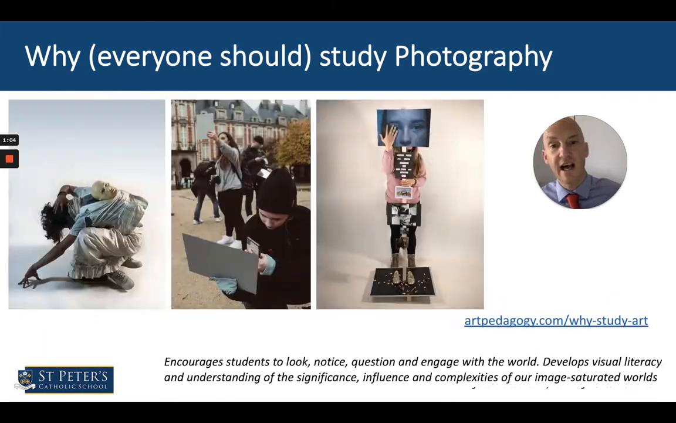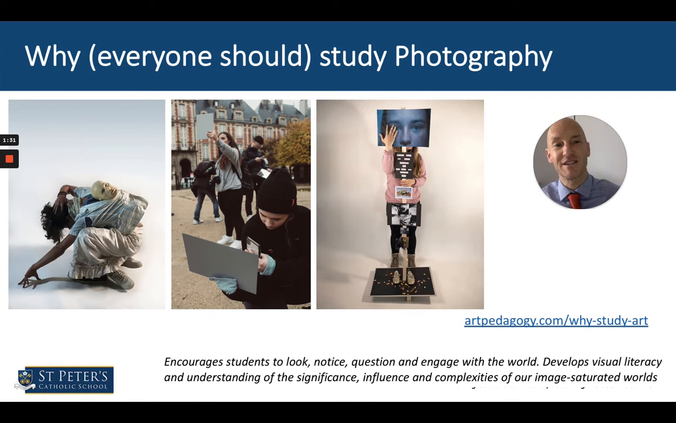But what I do want to emphasize is the value of the transferable skills that photography develops. It's such a great subject to get you out in the world and engaging with people, looking, questioning, noticing. And especially at the moment when the world's a little bit upside down, developing those visual literacy skills, being able to unpick news images and to question and think critically, they're really important skills.